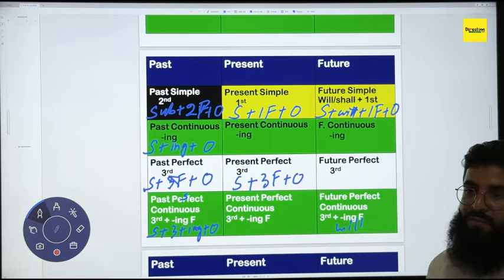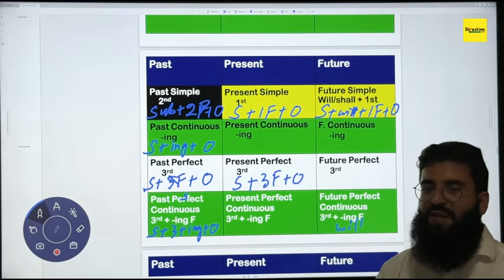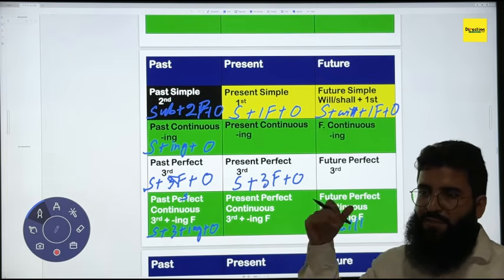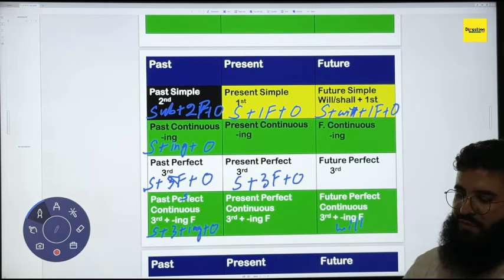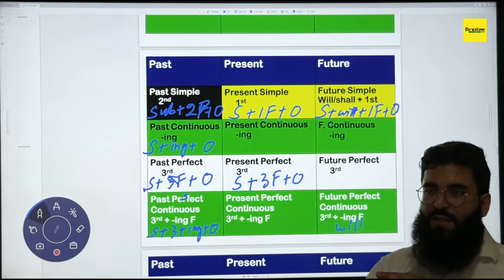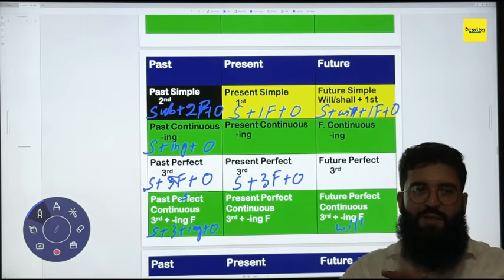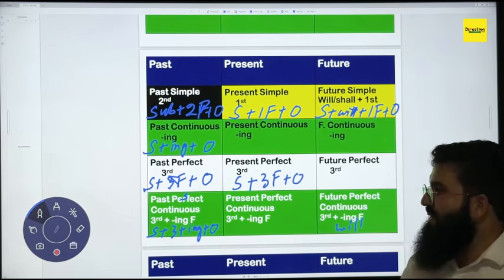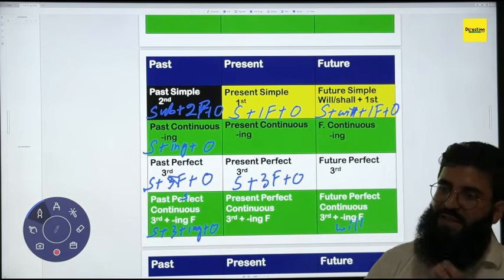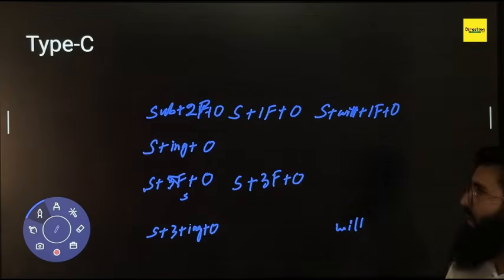But which form of the verb? This list you have to remember. Where to use second form? Which tense? Just check from past simple. Where to use first form? Present simple. Where to use third form? In all perfect tenses. Where to use ing form? In all continuous. If there is a tense perfect continuous, we have to use both third form plus ing form. Is this clear? Okay.